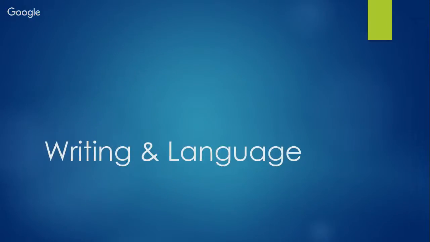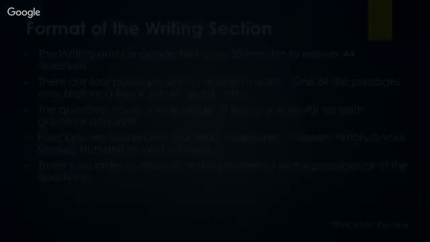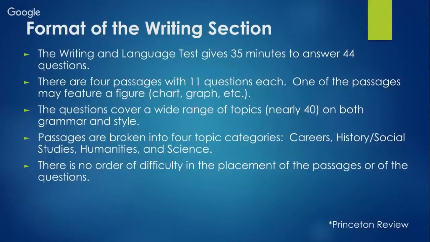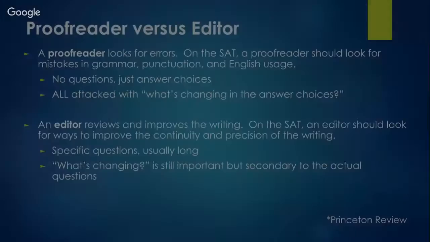Let's talk about the writing and language portion of the SAT. The writing and language test gives 35 minutes to answer 44 questions. There are 4 passages with 11 questions each, and one of the passages may feature a figure, like a chart or graph. These questions cover a wide range of topics, nearly 40 on both grammar and style. These passages are broken into 4 topic categories: careers, history, humanities, and science. There is no order of difficulty in the placement of the passages or the questions, so this one is different.